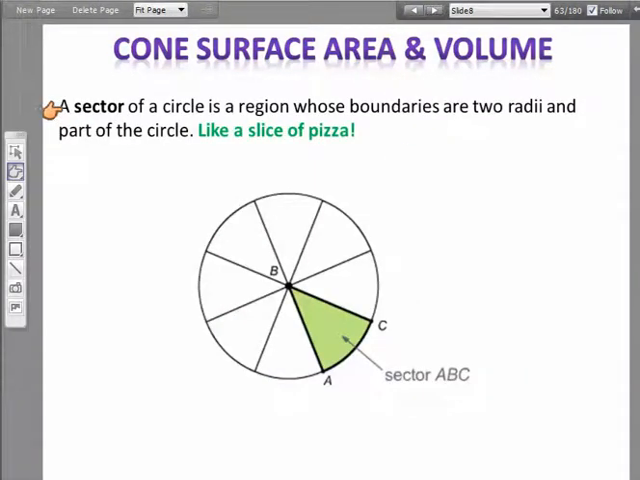I went ahead and talked a little bit about a sector here. A sector of a circle is a region whose boundaries are two radii and part of a circle, like a slice of pizza. And this is just an example of a sector.